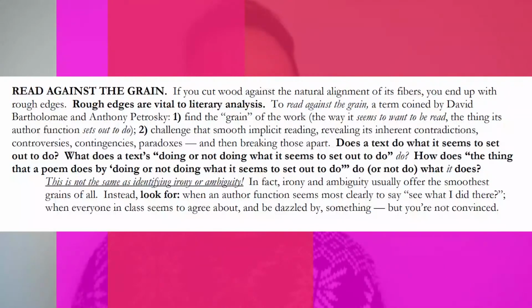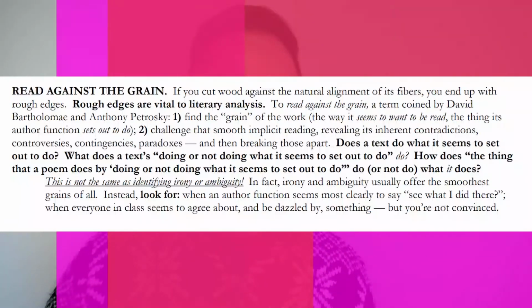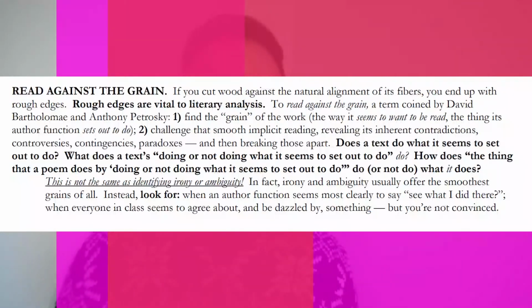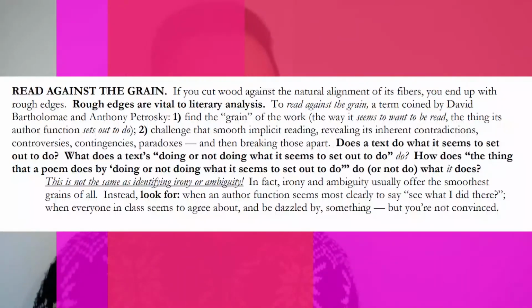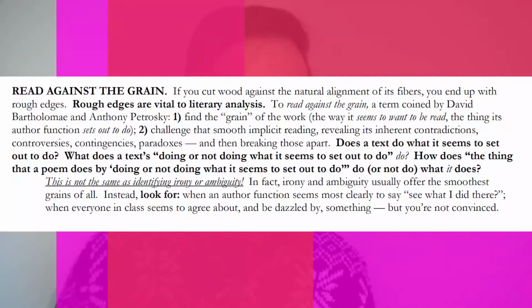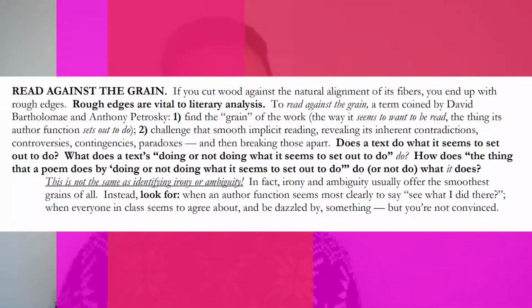This is not the same thing as identifying irony or ambiguity. In fact, irony and ambiguity usually offer the smoothest grains of all, right? We tend to be moved cleverly along to see ironies and ambiguities by clever writers. In fact, look for when an author function seems most clearly to do the, see what I did there? Or those moments when everyone in class seems to agree about and be dazzled by something, but you're not convinced. Get it?